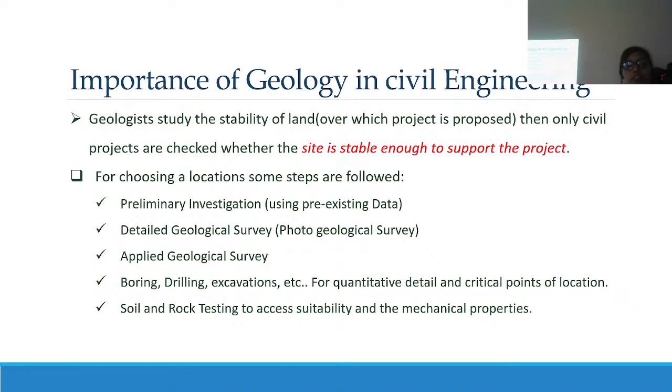Geologists study the stability of land over which a project is proposed. Then only civil projects are checked whether the site is stable enough to support the project. For choosing a location, some steps are followed.